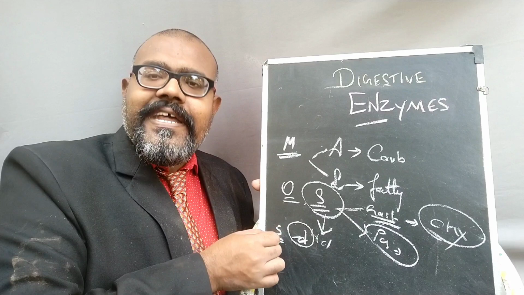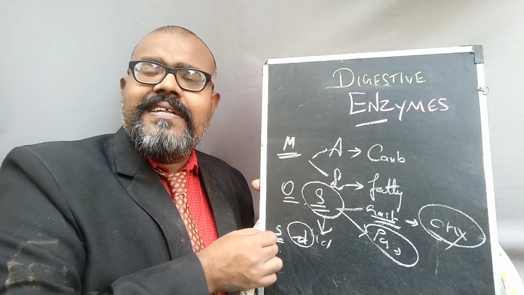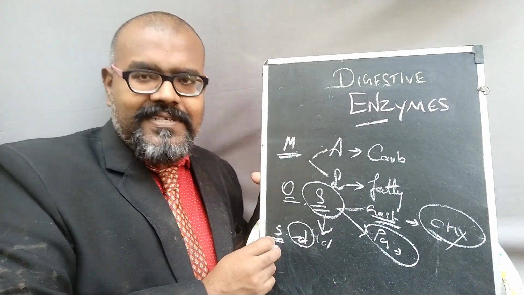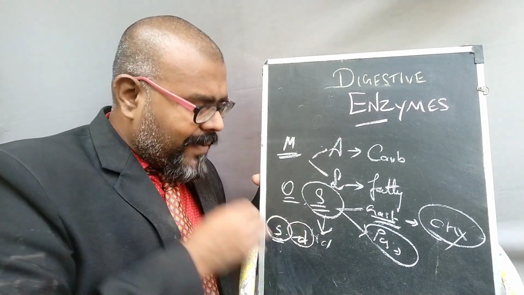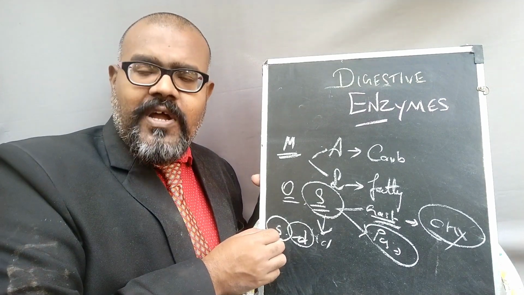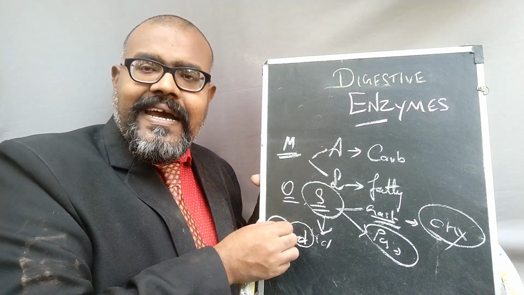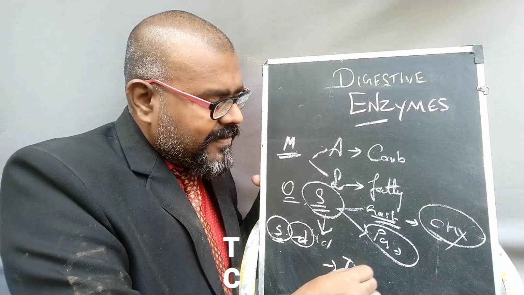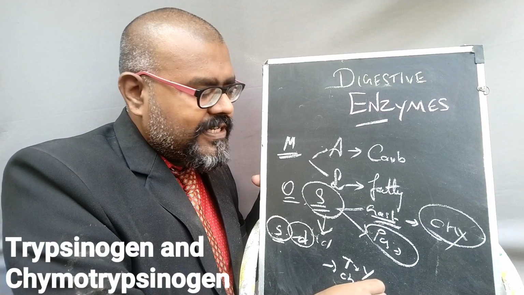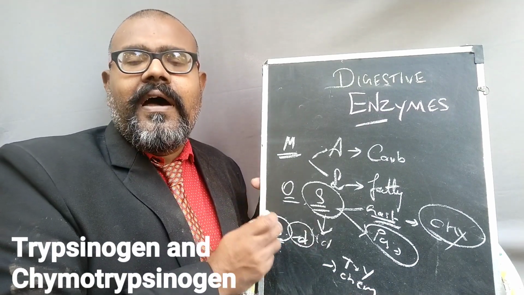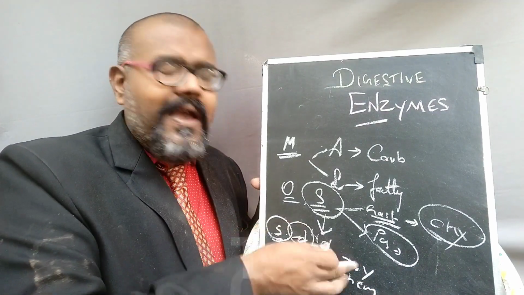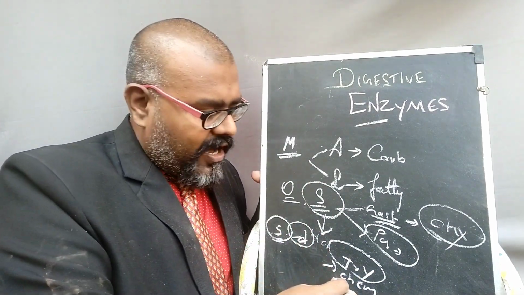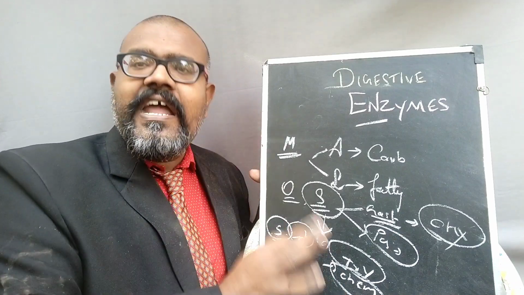Along with that, pancreatic juice and the liver contain some enzymes that also help to break down some of the food materials. The pancreas, along with the small intestine duodenum, the pancreatic duct, carries some enzymes. Those enzymes are called trypsinogen and chymotrypsinogen. These are the most important enzymes secreted in the pancreatic juice. Trypsinogen is an inactive enzyme. Chymotrypsinogen is also an inactive enzyme.